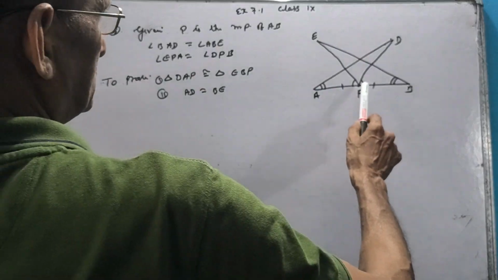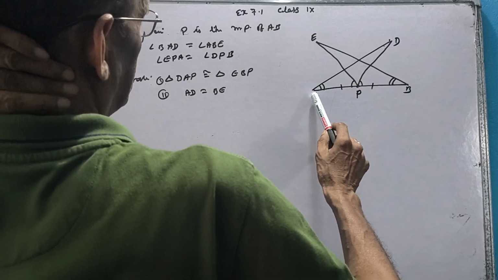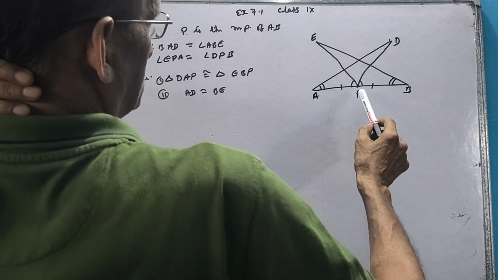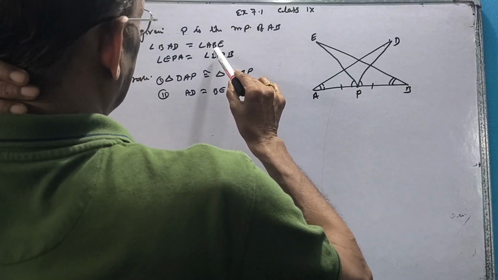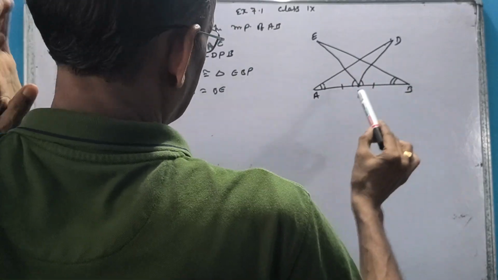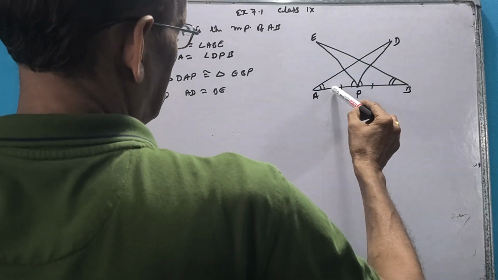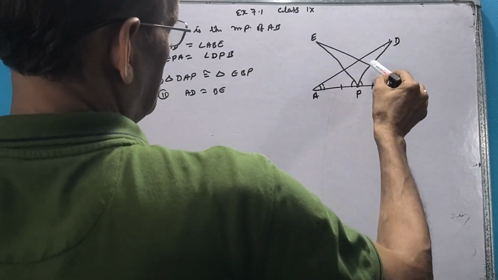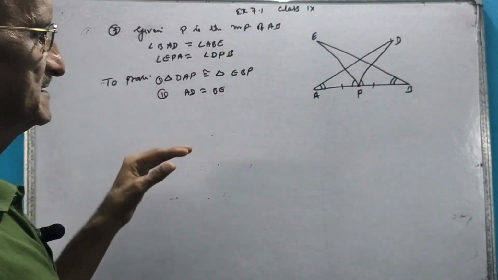First, what is given? P is the midpoint of AB. Angle BAD, this angle, is equal to angle ABE, this angle. Then angle EPA, this angle, is equal to angle DPB. But see the target, we have to prove triangle DAP. See the triangle DAP.